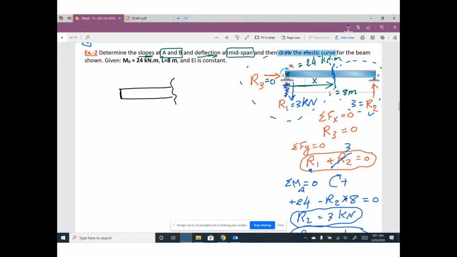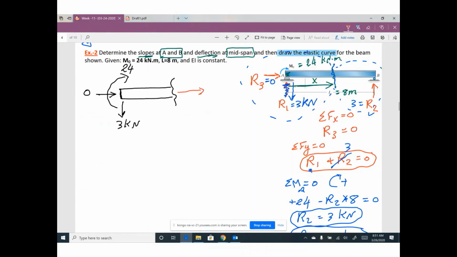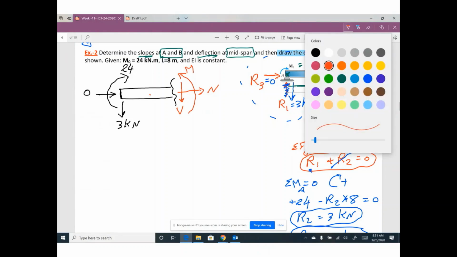I did my cut here. I have reaction here, which is vertically down, 3 kilonewton. I have horizontal reaction here, 0. I have concentrated moment here given 24. At your cut, we have normal, I don't care. We have shear, I don't care. We have moment. This moment will be assumed to make this member to smile. I'm looking for this moment. This is my target.